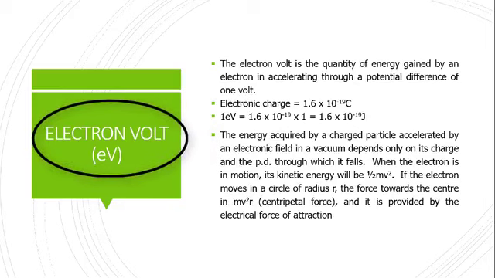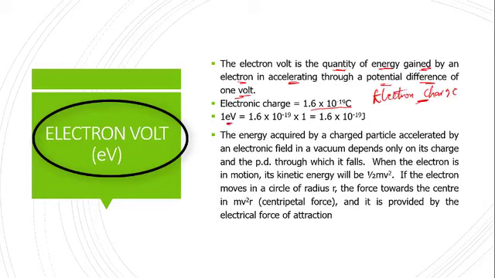Electron volt is the quantity of energy gained by an electron when it accelerates through a potential difference of 1 volt. At this point, take note of this expression here, 1.6 times 10 raised to the power minus 19 coulombs. This is the value of an electron charge.